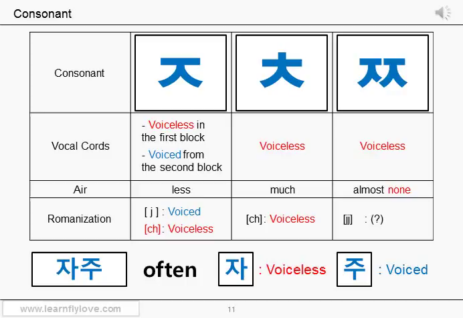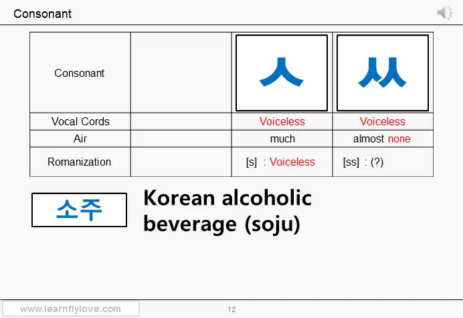Let's take a look at these two consonants. The first column is blank, but this time the second consonant and the third consonant could be very confusing for foreigners. Vocal cords vibration has little to do with this. They are both regarded as voiceless sounds in Korean. The first consonant is pronounced s, and the second consonant is pronounced s. Can you recognize the difference?